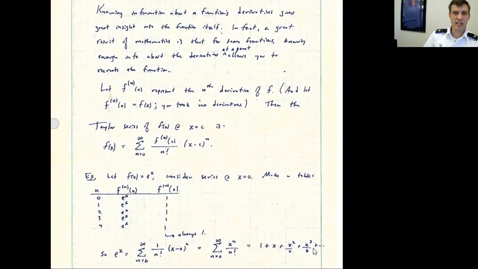And by the way, remind yourself that 0 factorial is defined to be 1. It kind of breaks the other definitions of factorial, but 0 factorial is 1, which makes this part here work out well. All right, so that's one of them.